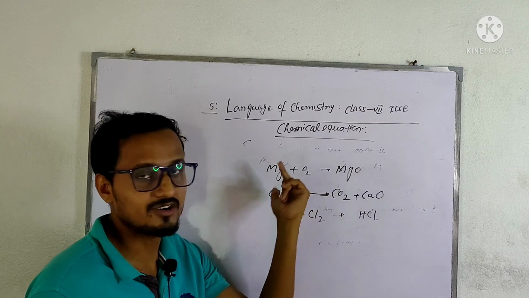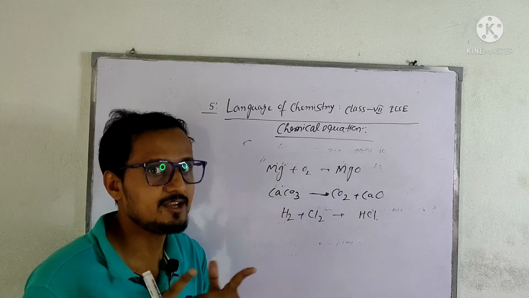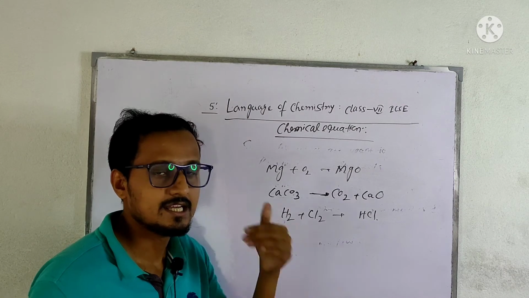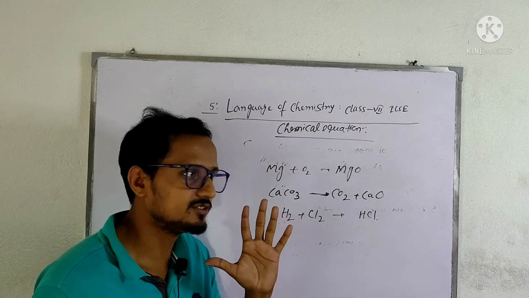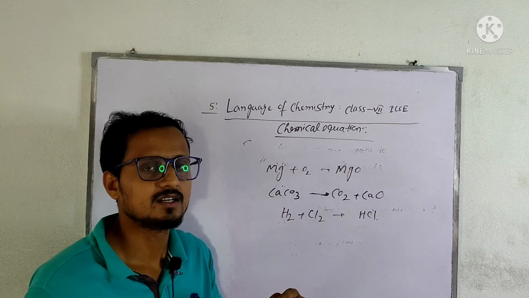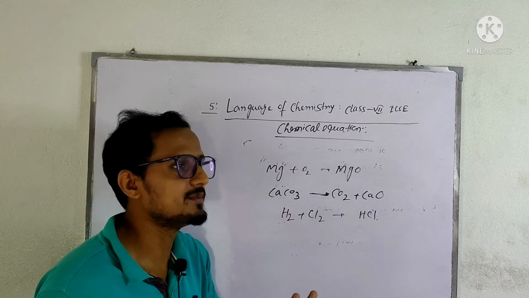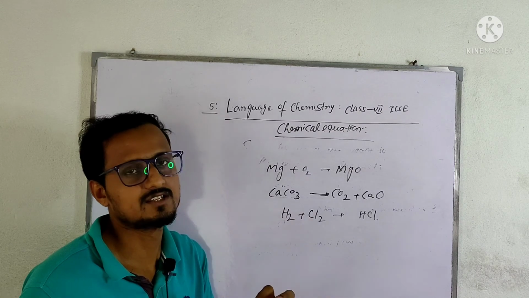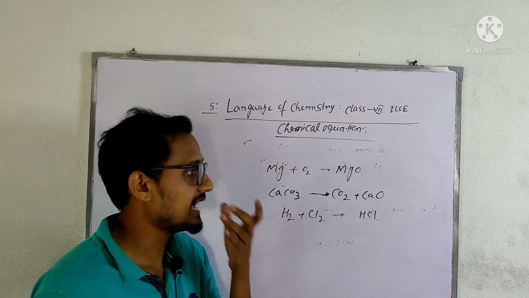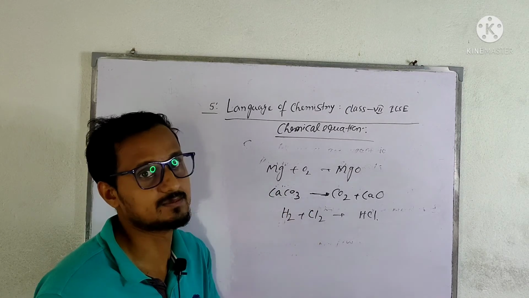Now that example I have already given. That means burning of carbon is an example of an exothermic reaction. In that case, heat will be released. So the chemical reaction in which heat is released is called an exothermic reaction, and the chemical reaction where heat is absorbed is called an endothermic reaction. This is one classification. Okay, and another one, reversible and irreversible.